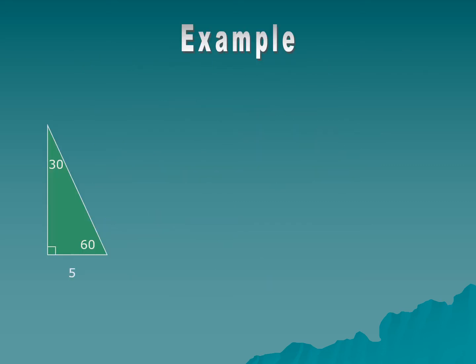All right, let's do some examples for the 30, 60, 90 right triangle. In this example, I give you the shortest leg to be 5. To get the hypotenuse, remember we double the shortest leg to get 10. And then to get the other leg, it's the same thing, but this time with the square root of 3 next to it. Okay, let's try another one.